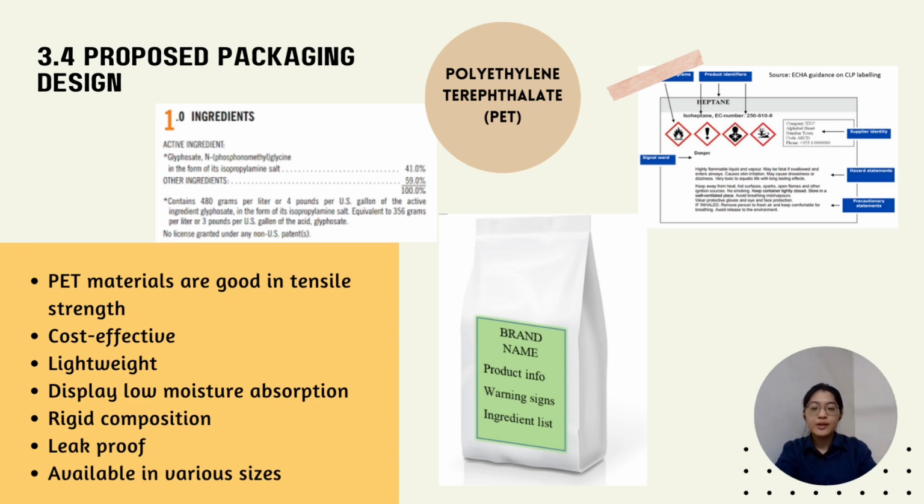PET materials are good in tensile strength, making them very suitable for carrying heavy loads such as fertilizers. PET material is also cost effective as it is lightweight, which allows shipping more quantity at the same price. PET also displays low moisture absorption, which provides a longer shelf life for the product. Fewer losses to pests will lead to an increase in profit margin.